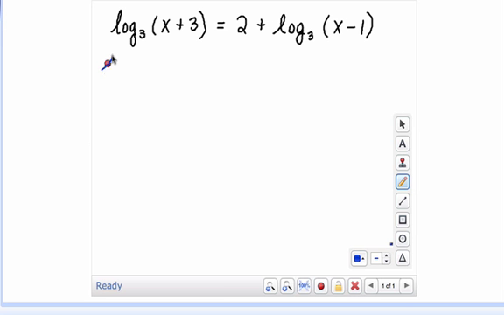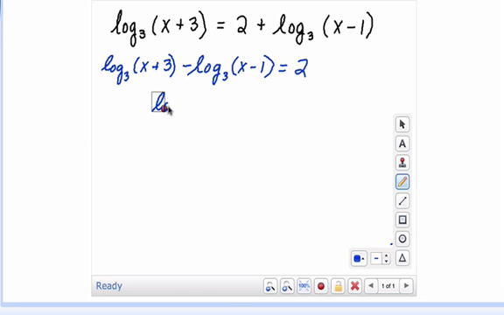That's going to end up giving you log base 3 of x plus 3 minus log base 3 of x minus 1, and that's going to be equal to 2. Now remember that the properties of logs tell us that if we have two logs of the same base and we're subtracting them, we can combine them as one log. The base will still be base 3, but since you're subtracting, you're going to combine these by dividing inside of the log.